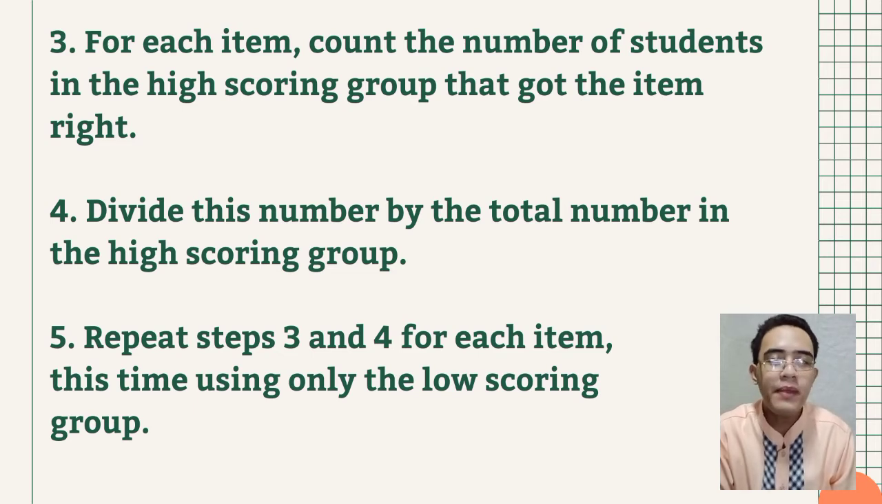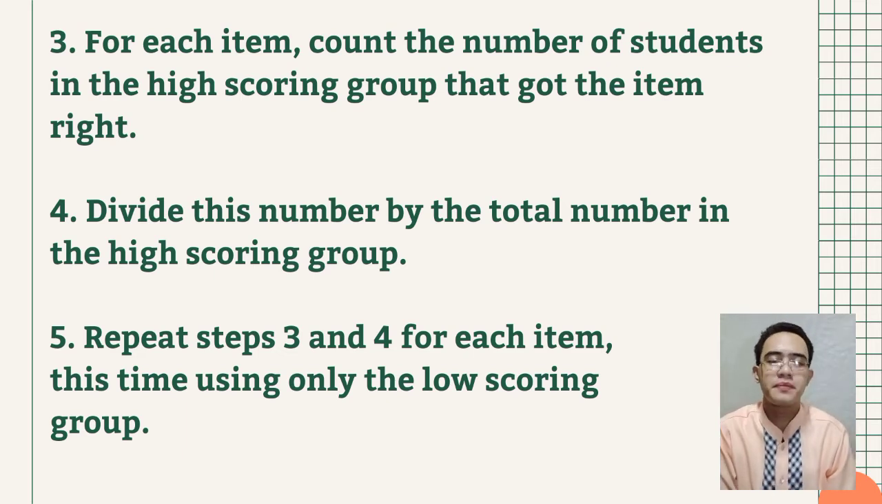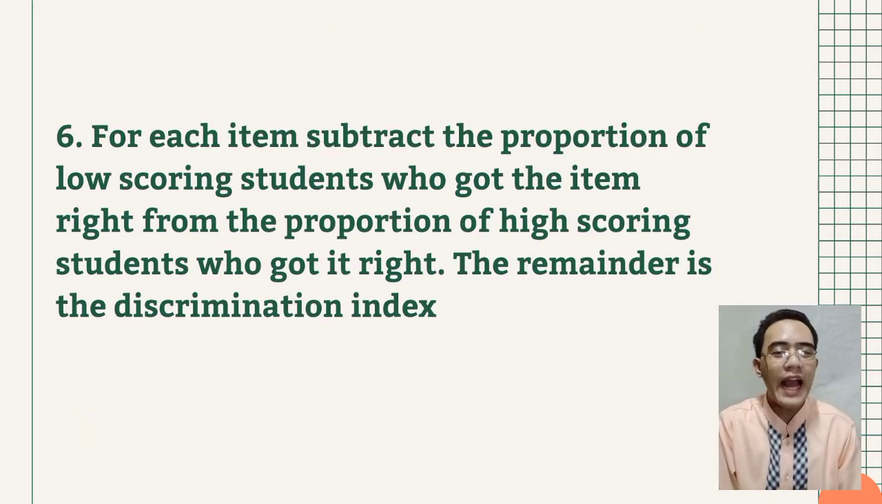Our fifth step, repeat steps 3 and 4 for each item, this time using only the low scoring group. For our last step, for each item, subtract the proportion of low scoring students who got the item right from the proportion of high scoring students who got it right. The remainder is the discrimination index.